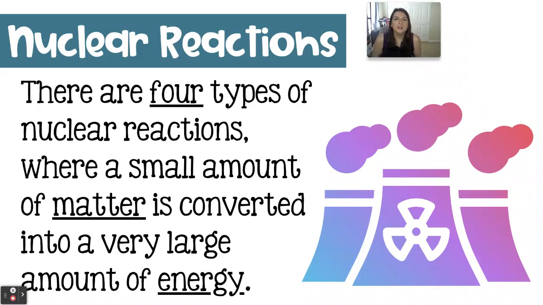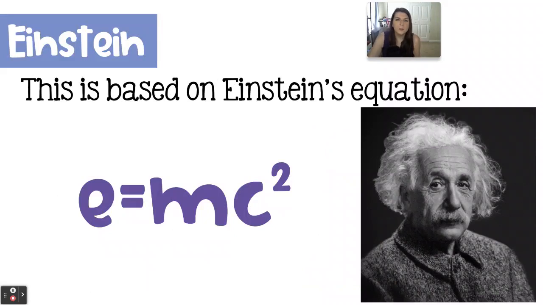We are now getting into nuclear reactions, and there are four types of nuclear reactions. In this case, a very small amount of matter is going to convert into a very large amount of energy. And this is all based on Einstein's equation E equals mc squared, which is energy equals mass times the speed of light squared. And this is where the law of conservation gets a little bit fuzzy.